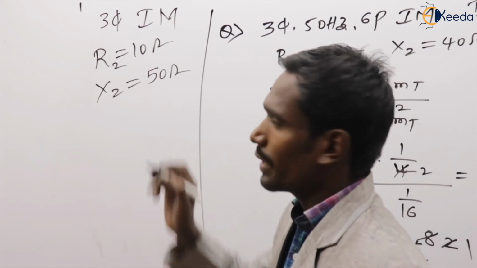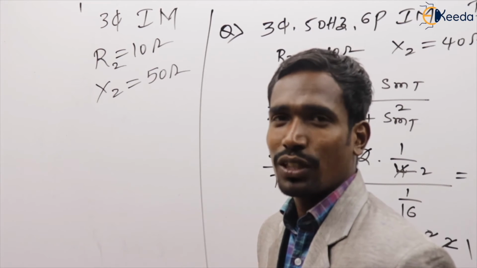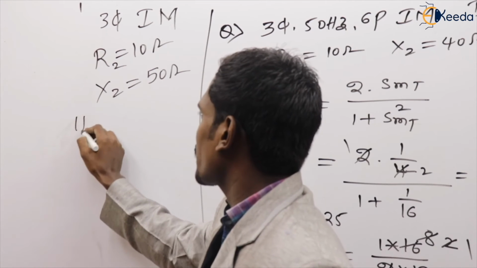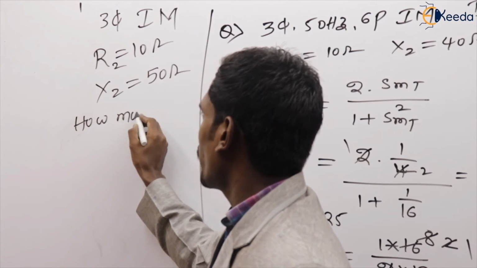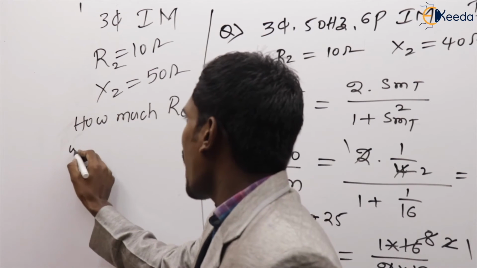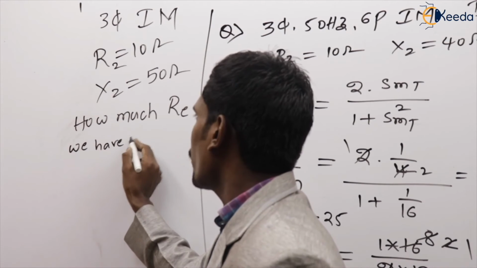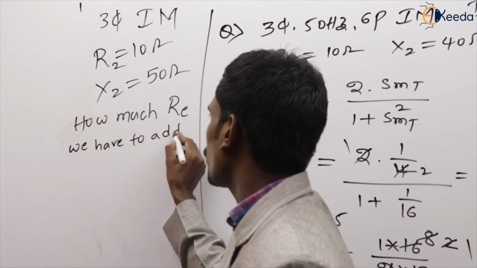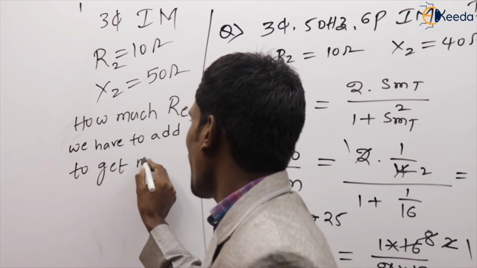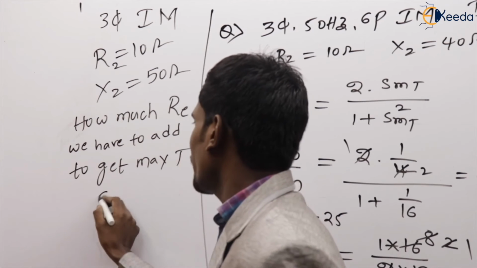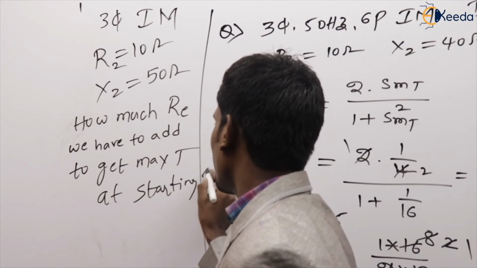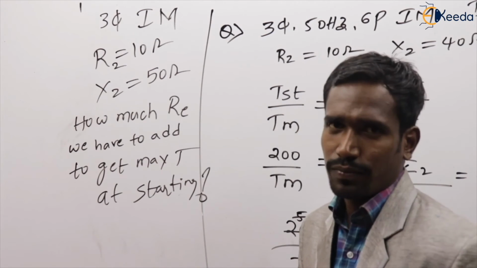Rotor resistance is given, rotor reactance is given, and they are asking the question: how much extra resistance do we have to add to get maximum torque at starting? This is my question.